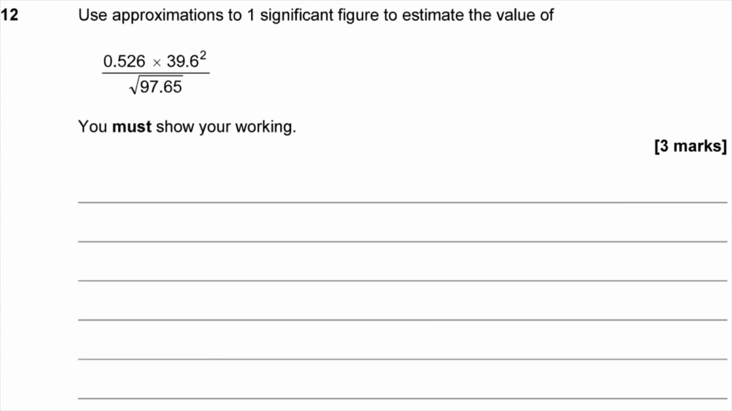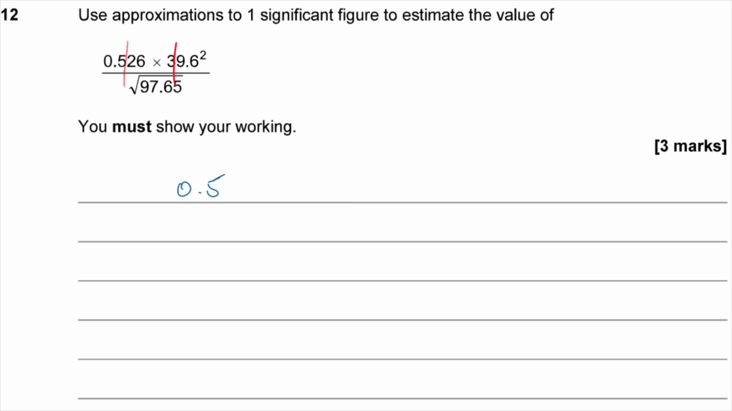Question 12. Use approximations to one significant figure to estimate the value of 0.526 times 39.6 squared divided by the root of 97.65. Okay, so I'm going to have to take each one of those numbers, round it to one significant figure first, and then do the maths. So let's take the first one then, 0.526. I need to round off after the 5. That's the first significant figure. So I'm going to be rounding that one down. And that's going to give me 0.5.